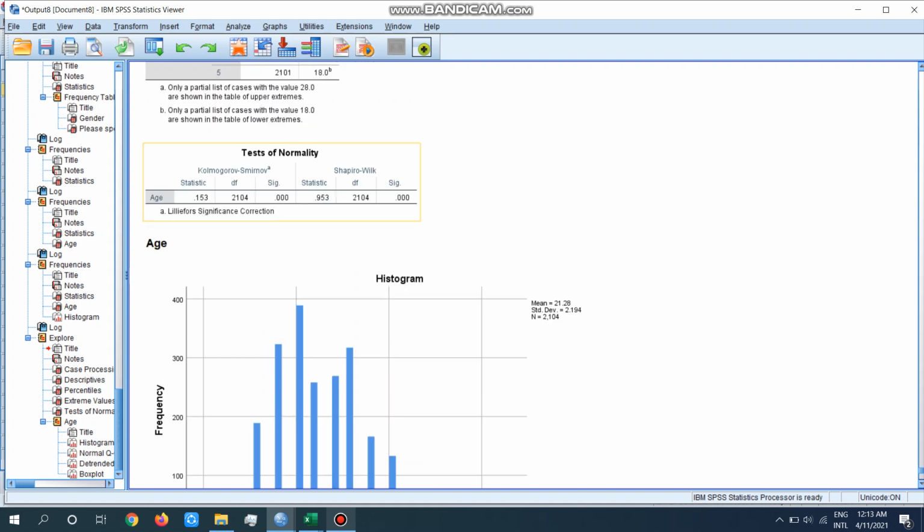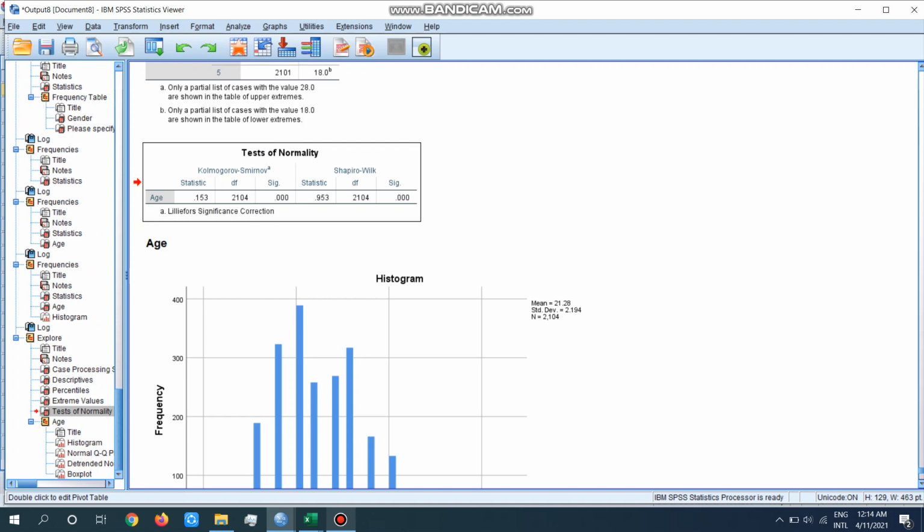So we have this test, which is the Shapiro-Wilk test of normality. It is basically an assumption, like any null hypothesis. The null hypothesis here is that the age variable is not different from a normal distribution. This is the assumption, this is the null hypothesis. The age, which is our variable here, is not different from normal distribution.